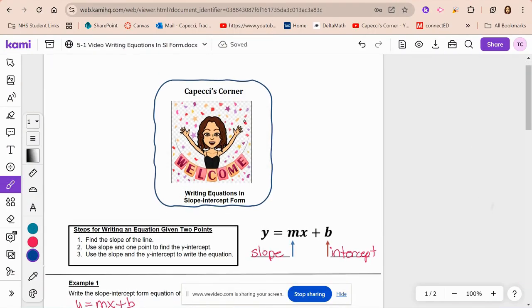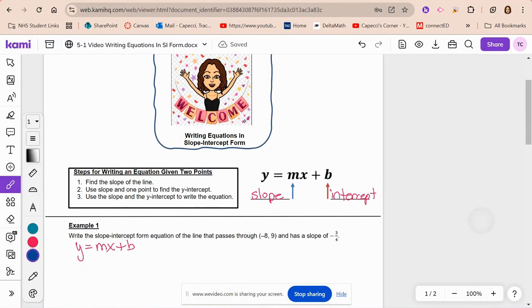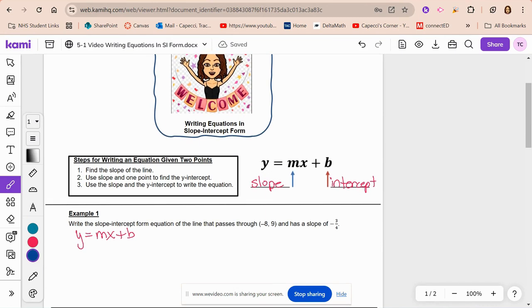Today in Capacci's Corner, we're going to practice writing equations in slope-intercept form. The first thing we're going to do when given 2 points, or sometimes the slope, is this: if we're not given the slope, we're going to find the slope. Then we're going to use the slope and 1 point to find the y-intercept. We're going to need that. And then we're going to rewrite the equation in slope-intercept form.